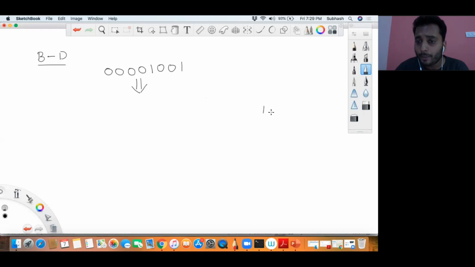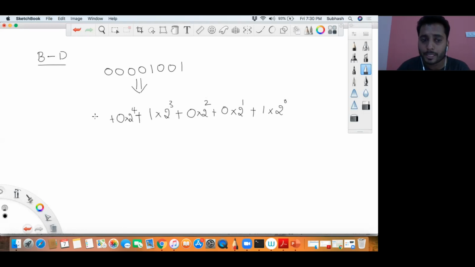Okay, 1 multiplied by 2 to the power 0, plus 0 multiplied by 2 to the power 1, plus again 0 multiplied by 2 to the power 2, plus, okay, again I have 1 multiplied by 2 to the power 3, plus then I have again 0 multiplied by 2 to the power 4, plus 0 multiplied by 2 to the power 5, plus then I have 0 multiplied by 2 to the power 6, plus again 0 multiplied by 2 to the power 7.